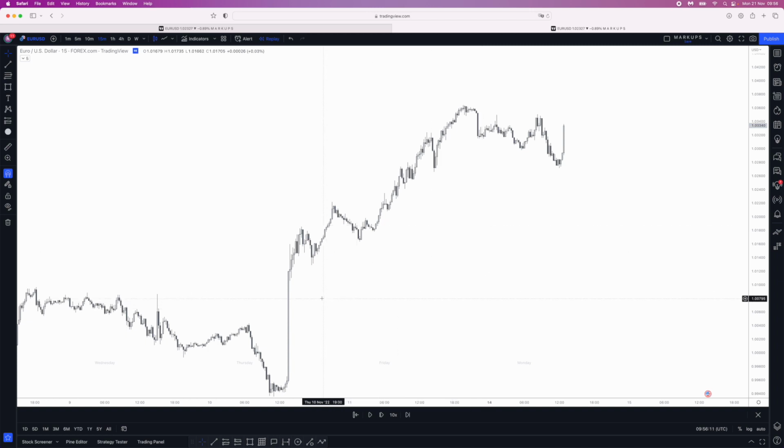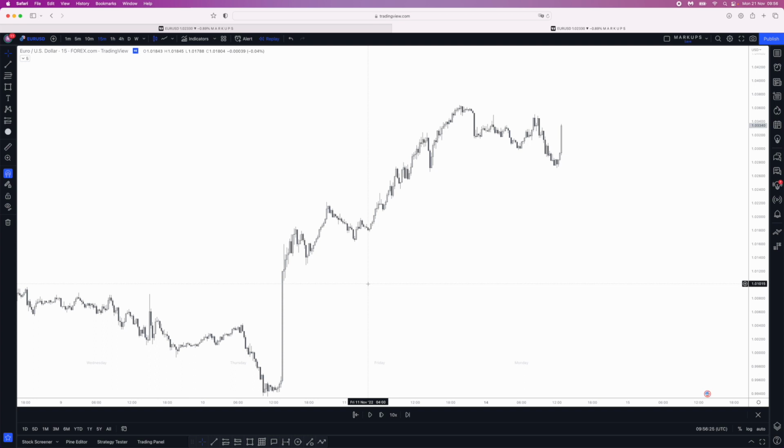Sometimes I will backtest bar by bar, and I usually do this at the end of the week. I'll go over the last week's price action, take it day by day, and backtest bar by bar. But a lot of the time, I just do hindsight backtesting.